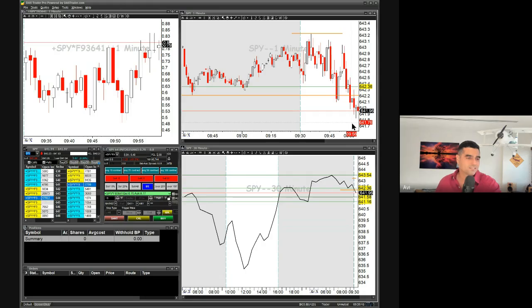Watch Google as well, guys. The break of that pre-market high. Very interesting. Apple as well, sitting at that level. Looking bullish to my eyes.